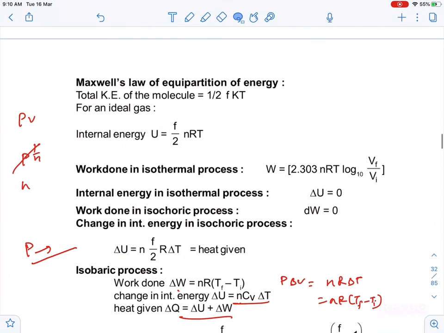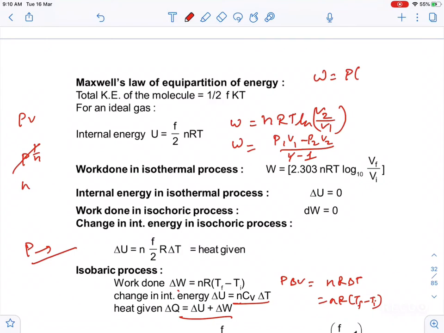So now guys, what is work done in an isothermal process? Work done in an isothermal process is nothing but nRT ln V2 by V1. Okay, this you have to keep in mind. Work done in an adiabatic process is what guys? P1 V1 minus P2 V2 upon gamma minus 1.